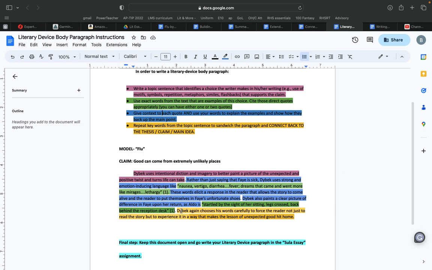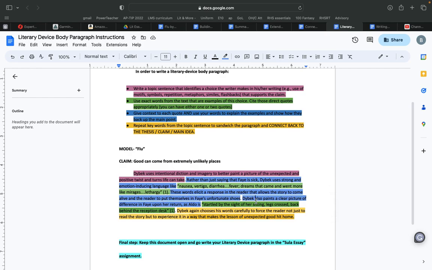And then I give more context afterwards. These words elicit a response in the reader that allows the story to come alive and the reader to put themselves in Faye's unfortunate shoes. I think that's what strong words do, right? I hear the word diarrhea, I feel for Faye, that makes me put myself in her shoes, that makes me understand her experience more. So this is just me over-explaining what I think the author is doing and why I think that they're doing it. That's how you should explain your quote for this type.